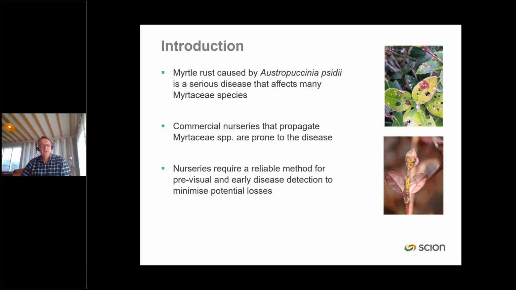So by way of introduction, myrtle rust is caused by Austropuccinia psidii, and it's a serious disease that affects many Myrtaceae species, in total 480 worldwide and around 30 within New Zealand. Commercial nurseries that propagate Myrtaceae species are particularly prone to the disease, and nurseries require a reliable method for pre-visual and early disease detection to minimize potential losses.